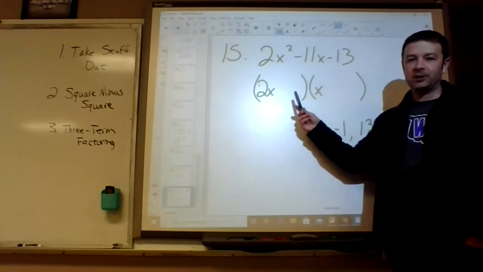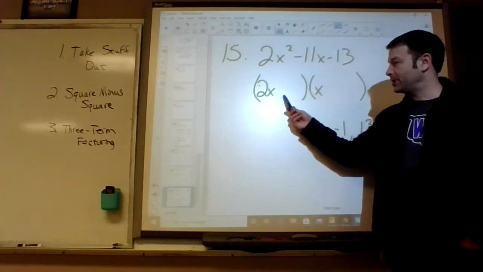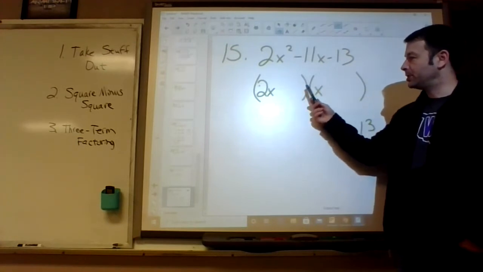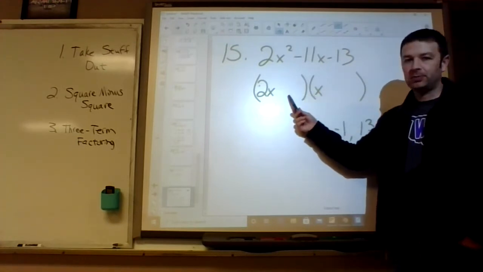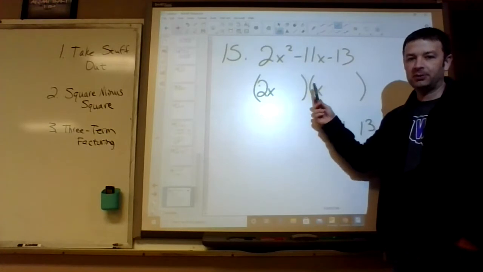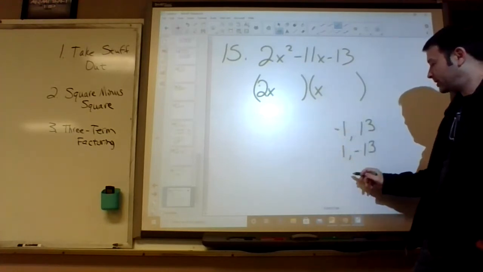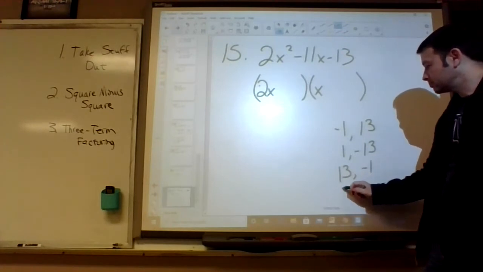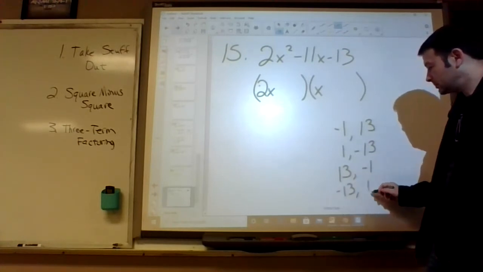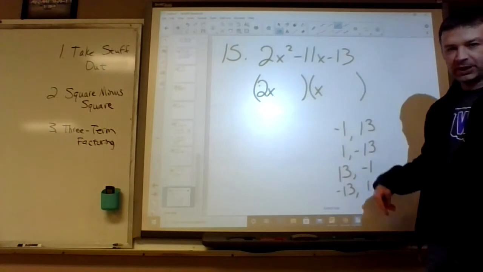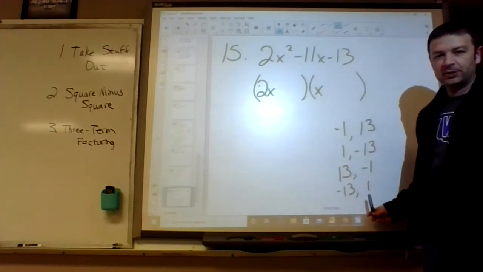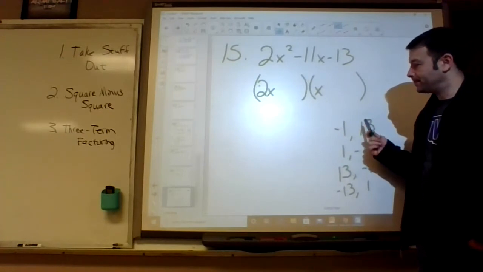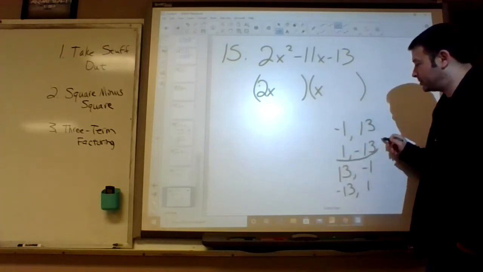Okay, so we got a few possibilities. I could put like minus 1 here and plus 13 there. I could put plus 1 and minus 13. I could put plus 13 minus 1, minus 13 plus 1. It's actually kind of 4 combos. Any of those 4. These are the 4 possible things that would work. Really, you only have to check a couple of them.